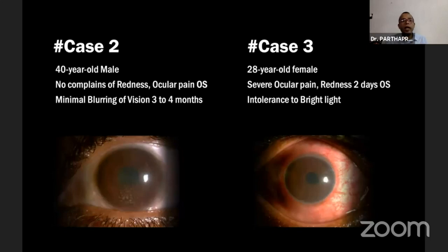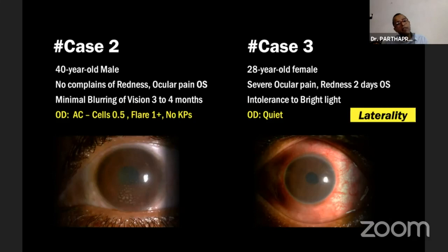This is my case number 2 and 3 together I want to present. The first one is a 40-year-old male and the second was a 28-year-old female. The first patient had no complaint of redness and ocular pain. There was minimal blurring of vision for 3 to 4 months in the left eye. The young lady complained of severe pain, severe redness in the left eye, and also intolerance to bright light. When I checked, the other eye also had inflammation in the 40-year-old male, and in the female, the other eye was white. So it was a unilateral case.